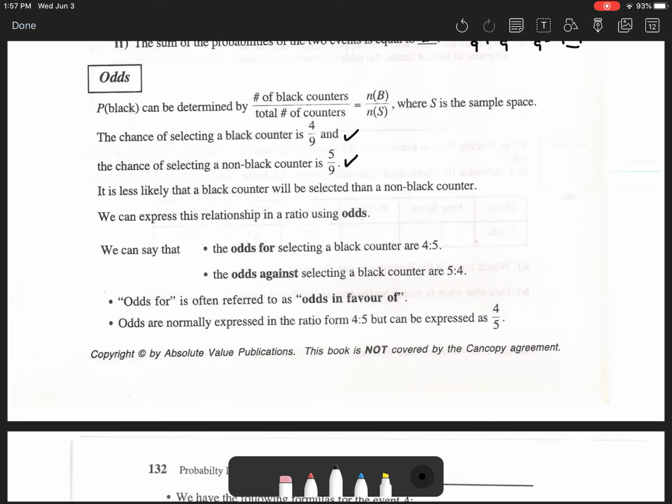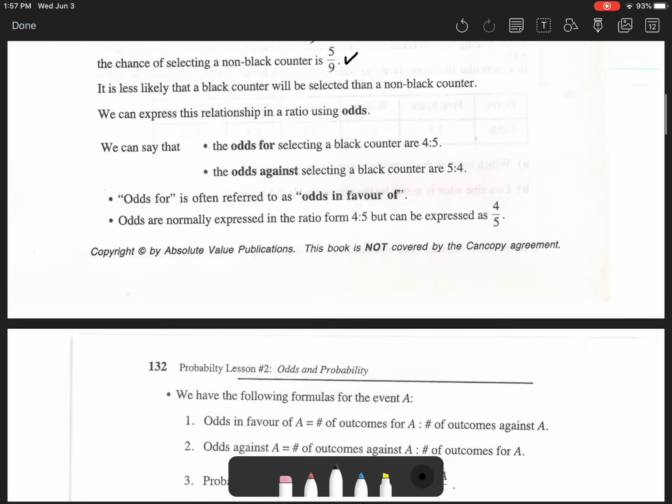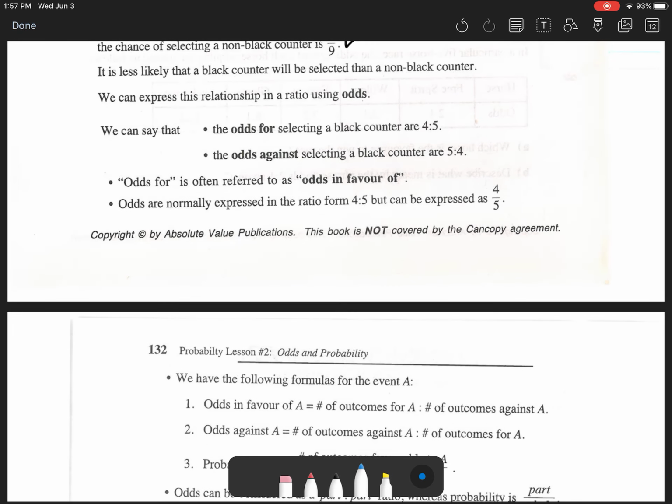We can express this relationship in a ratio with what we call odds. So odds is going to be a ratio. So two important terms here, okay? We're going to have odds for, and then we're going to have odds against, okay? So the odds for selecting a black counter are 4 to 5. The odds against selecting a black counter are 5 to 4.